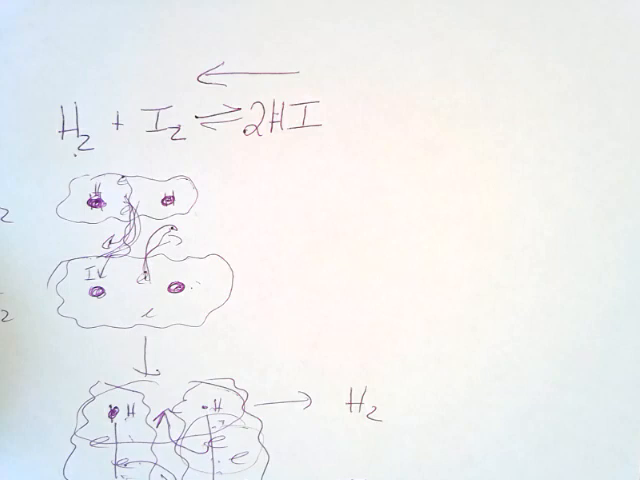So over time, the H2 concentration in your mind should be going down. It's getting used up by the reaction. I2 concentration should be going down. It's getting used up. So the rate of the forward reaction is slowing down. You get fewer collisions between the H2 and the I2. So in your box now, you should have H2 and I2 and HIs, whatever color you decided to make them.